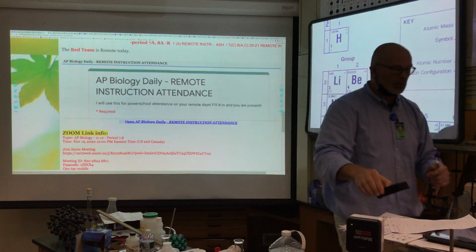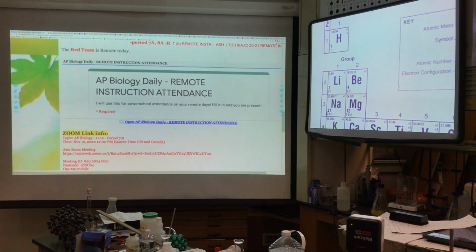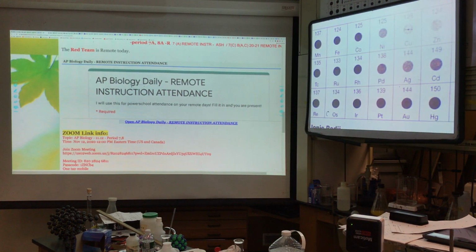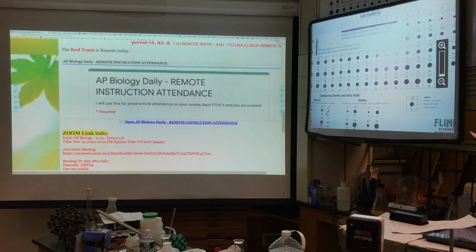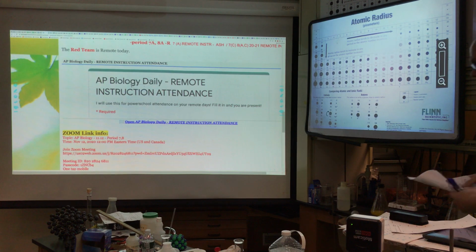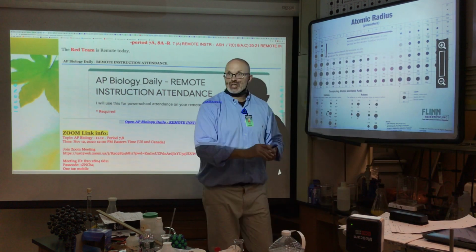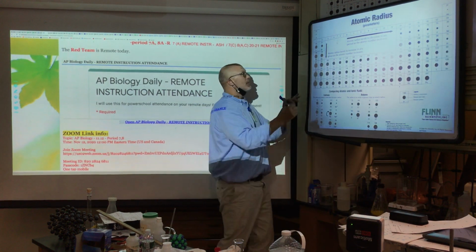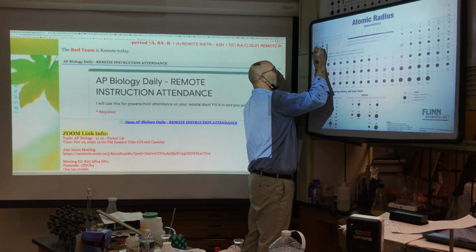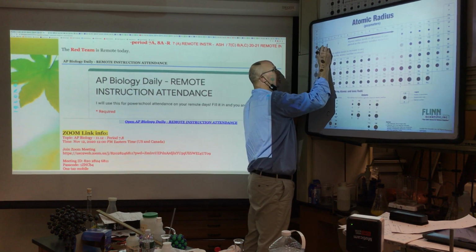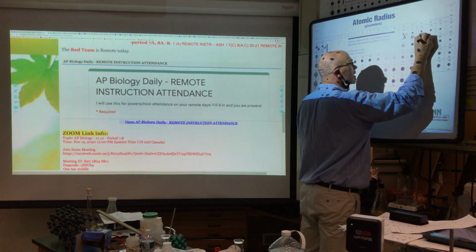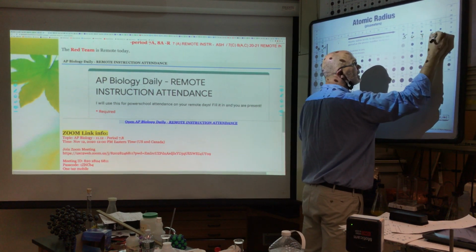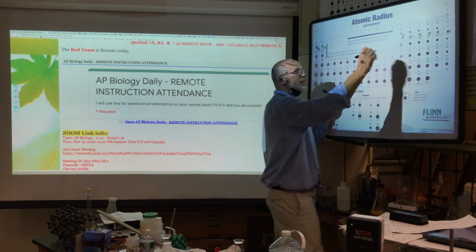So if I take this off and get back to my chart, what was I after? This is important. As I go across the periodic table, what do I know? If I'm in the same energy level, same distance, this is +3 in the nucleus. Beryllium is atomic number 4. Boron's atomic number 5, 6, 7, 8, 9, 10. Why are they getting smaller?